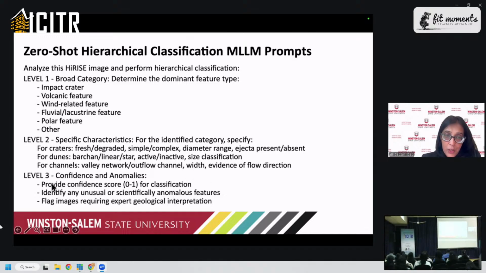And then in level 3, we are asking: give me a confidence, how confident you are about whatever you generated as your level 1 and level 2. Also give me any unusual and scientifically anomalous features if you identify anything, and tell me whether you are very confident and this image does not need to go through an expert, or whether it has to go through an expert for further evaluation. So this is the level 1, level 2, level 3 prompt that we use for our zero-shot hierarchical classification algorithm.